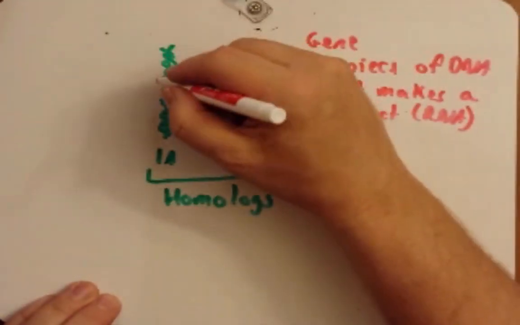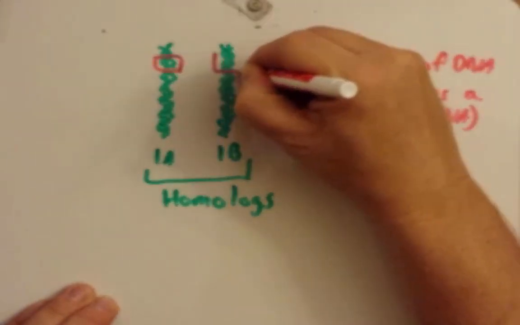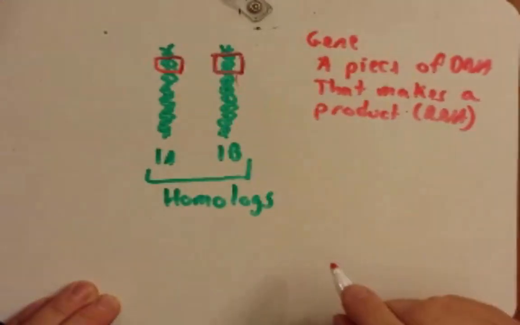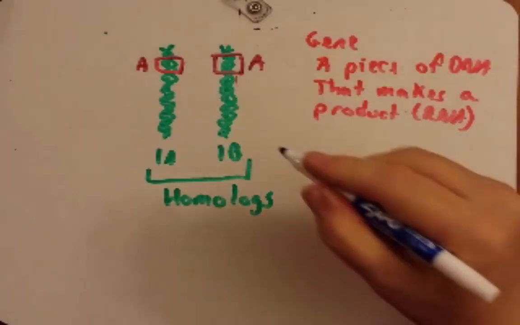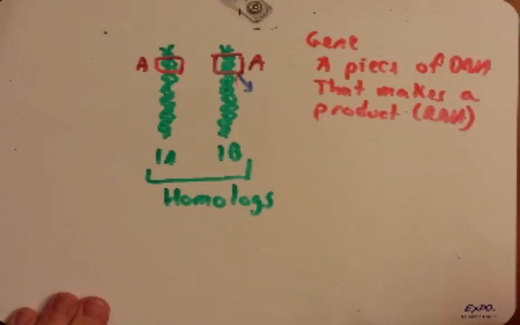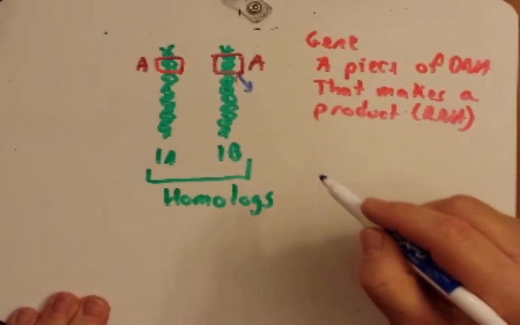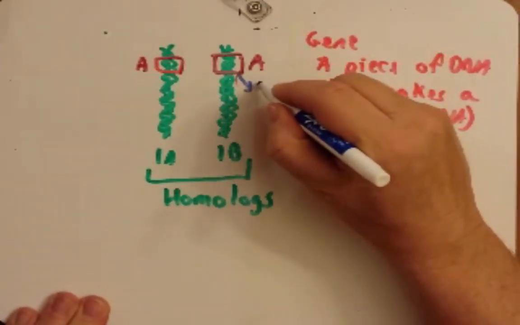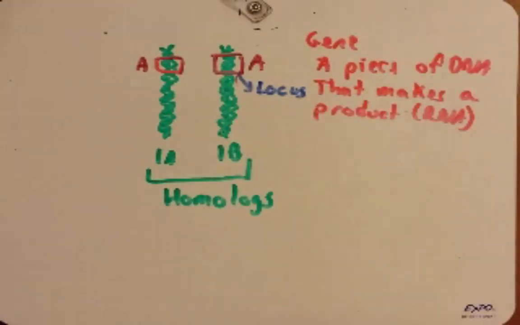So we may have a gene here, and it's going to be the exact same gene over here, because they are homologs. And we may call this gene A. This physical location of the genes, whichever genes we're talking about, but here we're talking about gene A. This physical location of gene A is called the locus of the gene. The locus is the physical location of a gene on the chromosome.